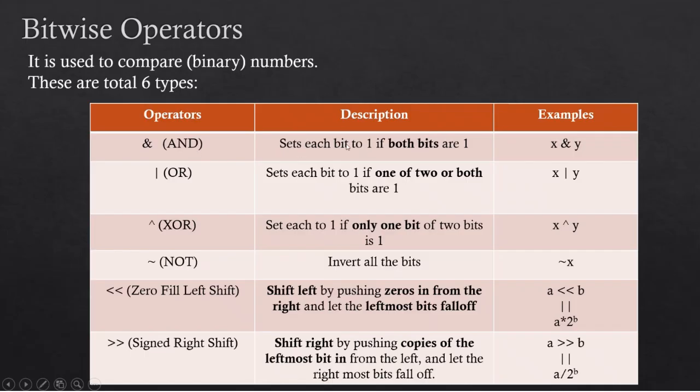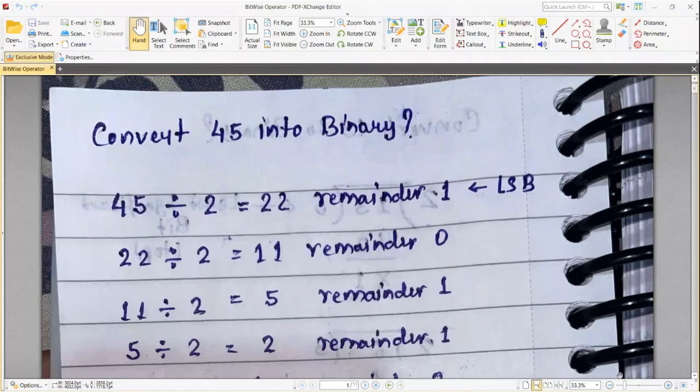It will check whether each of the bits is 1, then it will return 1. This is an example, X ampersand Y. Similarly, we have OR, for which we use the pipe symbol. It means if any one of the bits is 1, or both of the bits are 1, it will return 1 in the output. I will show you in an example.